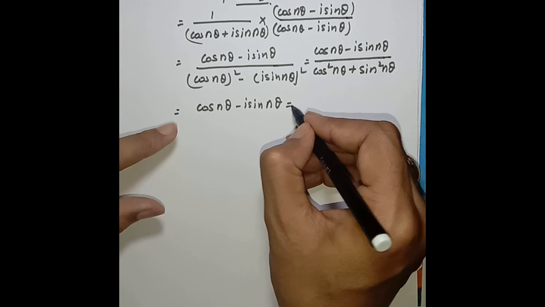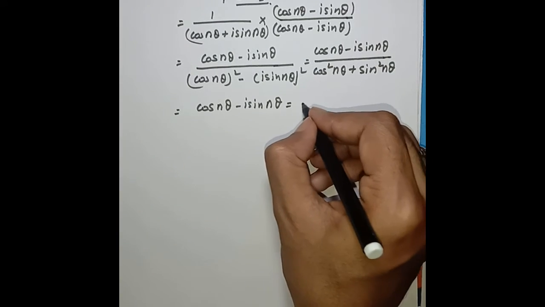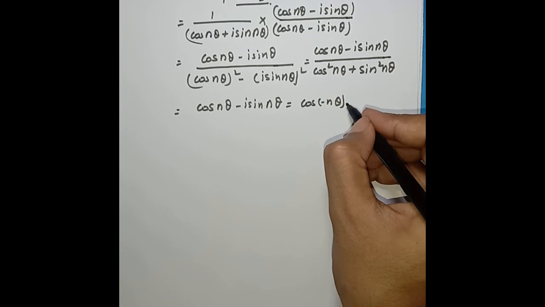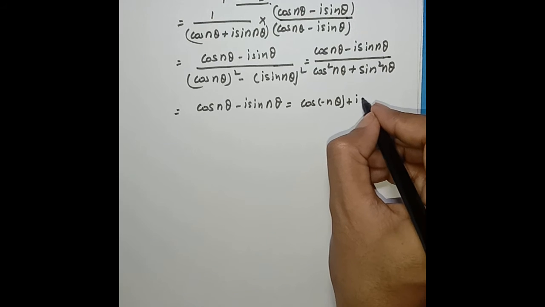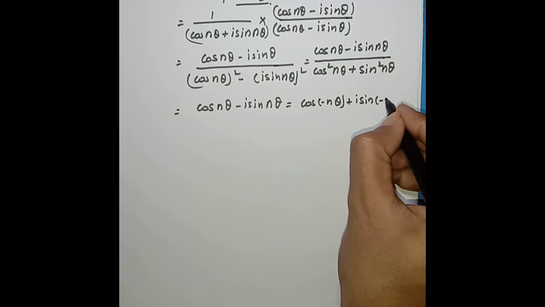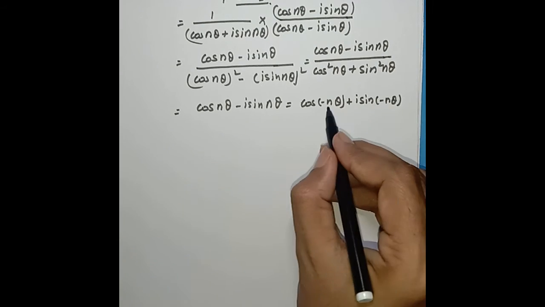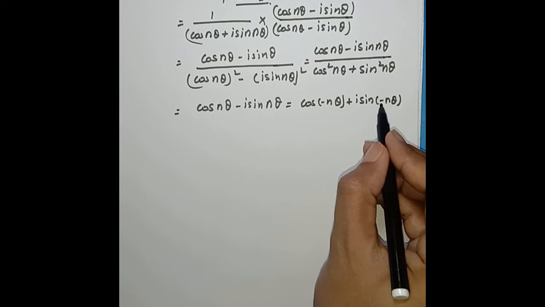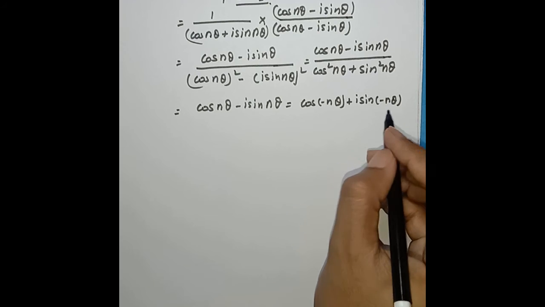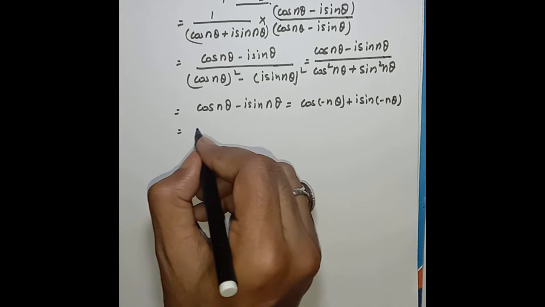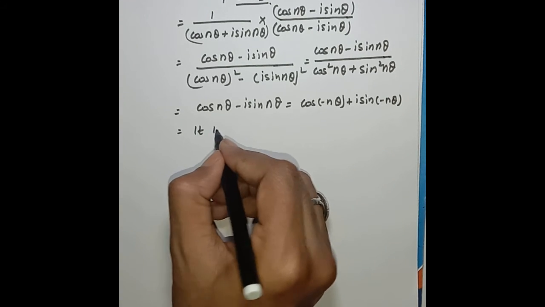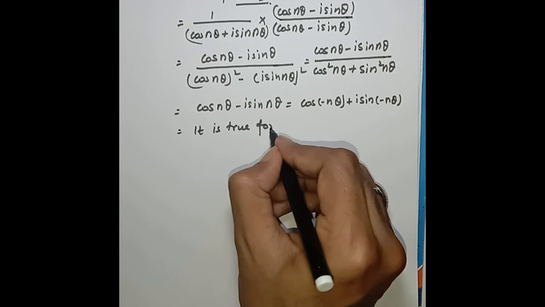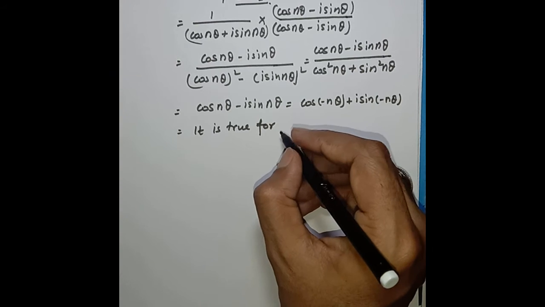We can also write cos(minus nθ) plus i times sin(minus nθ). We know that cos(minus θ) is equal to cos θ and sin(minus θ) is equal to minus sin θ. This implies it is true for negative integers also.